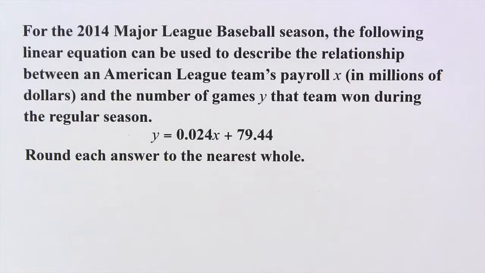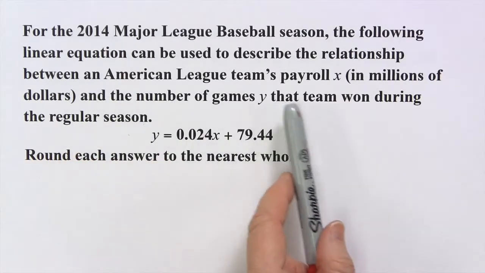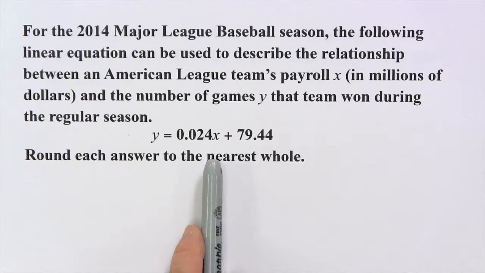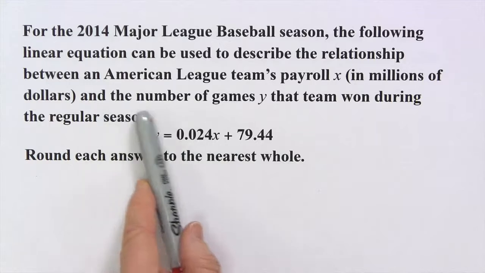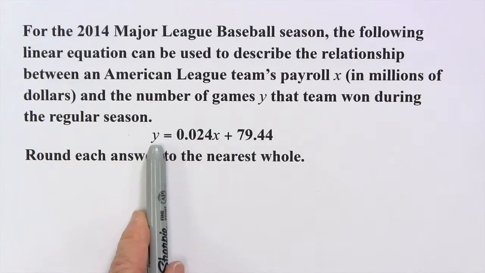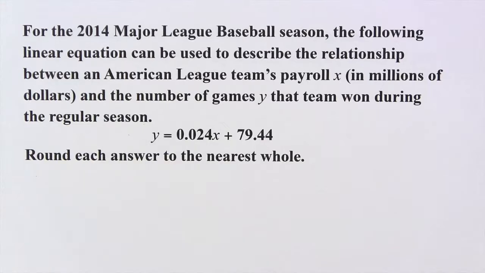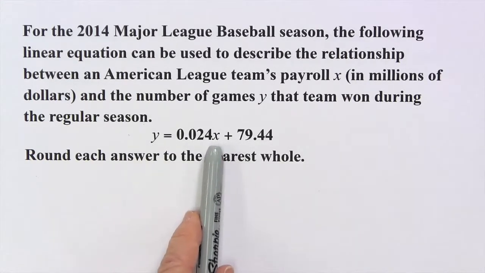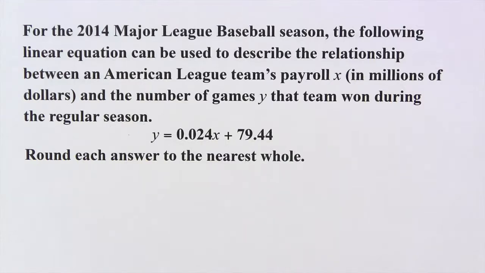For the 2014 Major League Baseball season, the following linear equation can be used to describe the relationship between an American League team's payroll X, where X is payroll in millions of dollars, and the number of games Y that team won during the regular season. So X is payroll in millions of dollars, Y is number of games won. We're going to use this equation. Just remember to round each answer to the nearest whole.